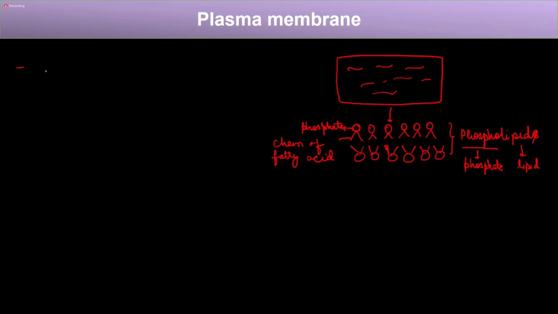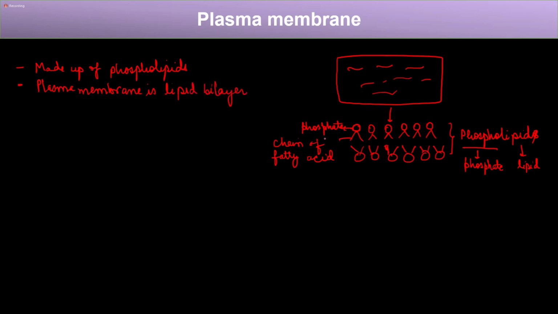So if someone asks what the plasma membrane is made up of, it is made up of phospholipids. Now, the second thing that we are seeing in the structure is that it is a bilayer. So the plasma membrane, or cell membrane, is a lipid bilayer, because it consists of two layers of lipids, these phospholipids.